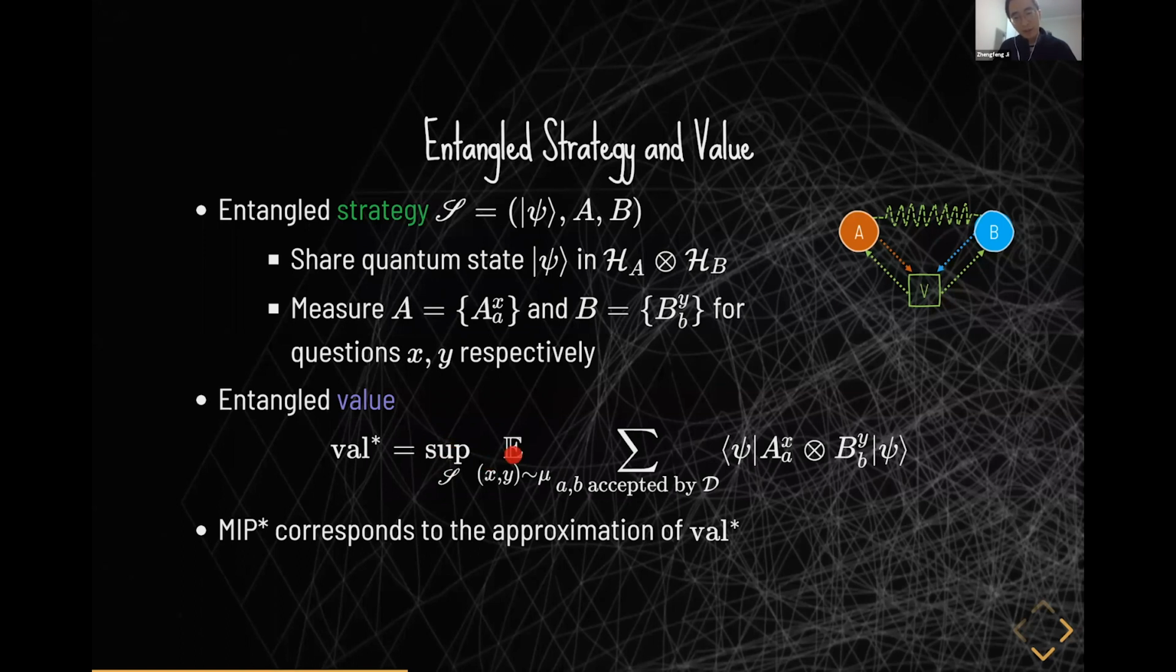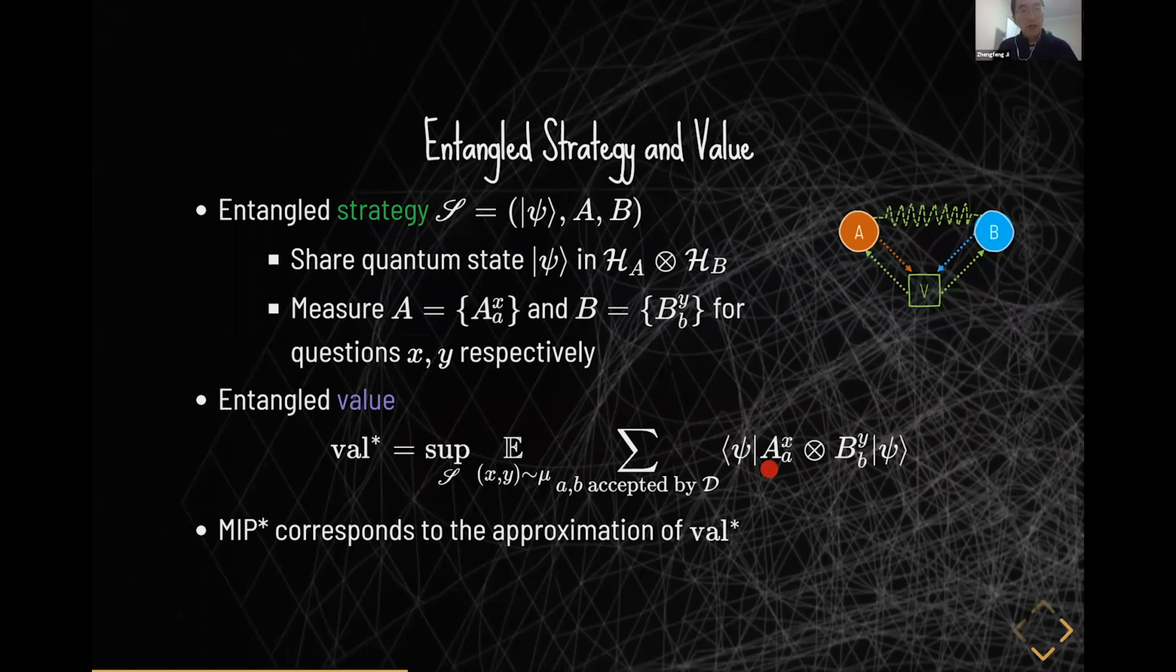And that's the expected probability of Alice and Bob's winning probability, the expectation of the winning probability given by quantum mechanics. So that's the value, entangled value star. And then the class of MIP star is, roughly speaking, the approximation of this value. This is a value between 0 and 1. It's a probability. Given the game, I want to know the value. Like in the Bell setting, given the CHSH game, I want to compute this magic number of 85%.